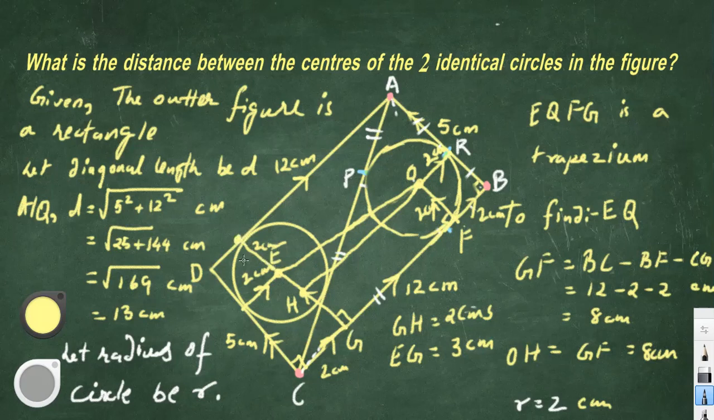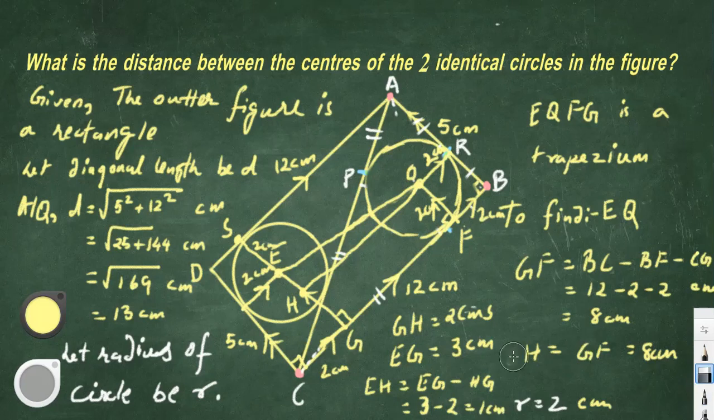Okay, so therefore, if this point of intersection is S, ES is 2 centimeters, right? So SG minus ES will be 3 centimeters, isn't it? SG is going to be 5 centimeters, right? SG is equal to CD, isn't it? So now we have EG equals 3 centimeters. Since EG is 3 centimeters, EH is going to be 3 minus 2 centimeters. Okay, why 3 minus 2 centimeters? EH is equal to EG minus HG, which is 3 minus 2, which is equal to 1 centimeter.